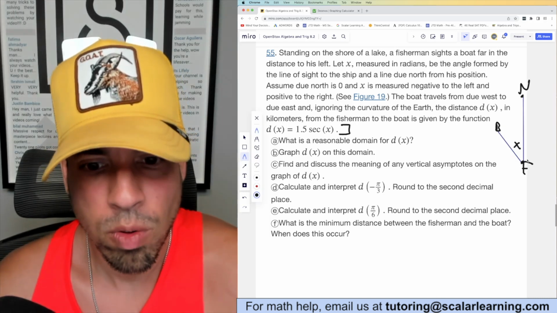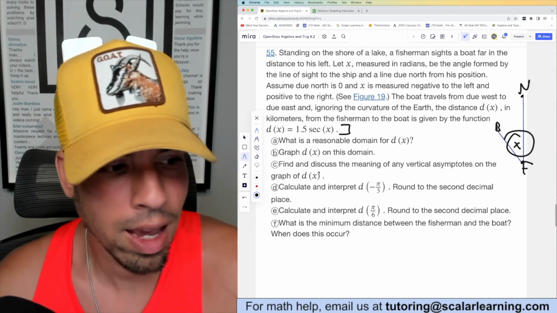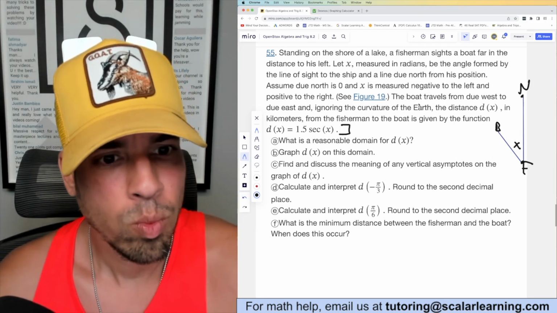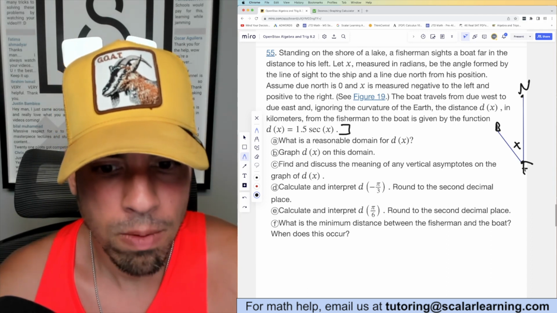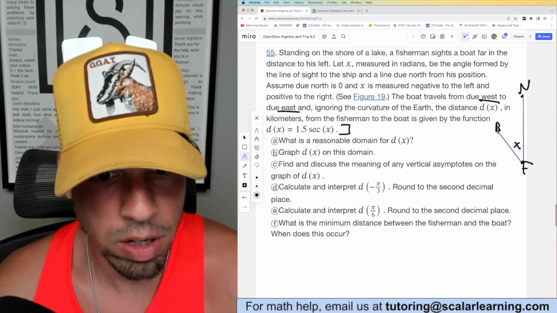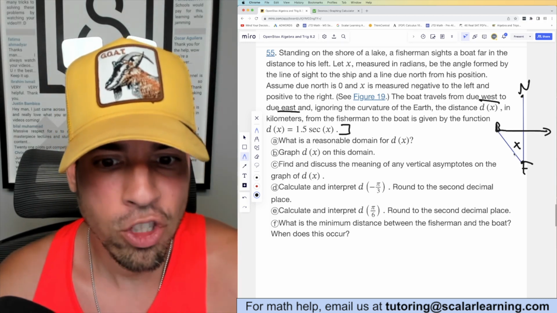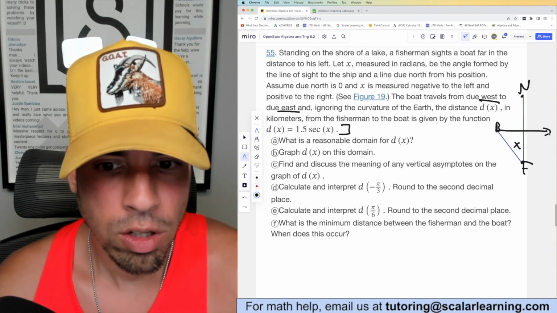So here's a quick little graph, right? Here's the fisherman, here's the boat, and here's due north. So here's the angle x. So it says, what's a reasonable domain? Now, the thing is, the boat is going west to east. So it's starting here and it's kind of going this way. And the fisherman's just chilling. So you imagine as it comes to the other side, it's going to go this way, this way, this way.